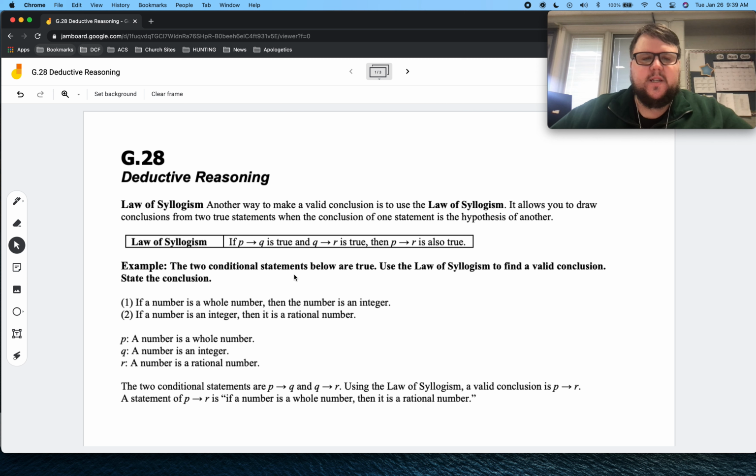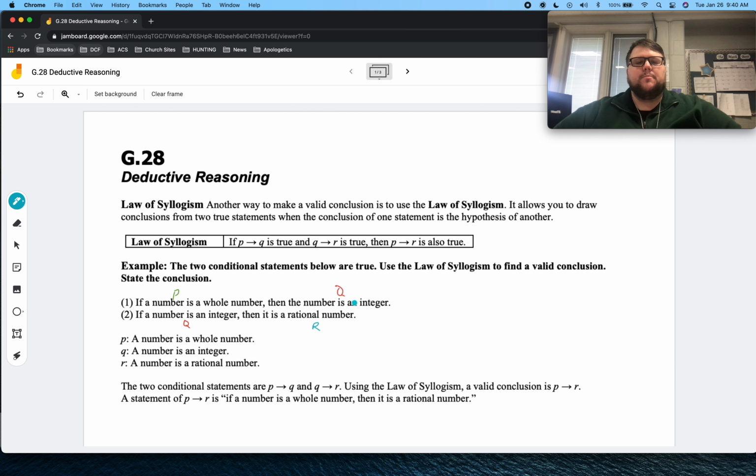So the two conditional statements below are true. Use the law of syllogism to find a valid conclusion. State the conclusion. Number one, if a number is a whole number, then the number is an integer. Number two, if a number is an integer, then it is a rational number. So our P statement is a number is a whole number. Our Q statement, a number is an integer. And then our R statement is a number is a rational number.